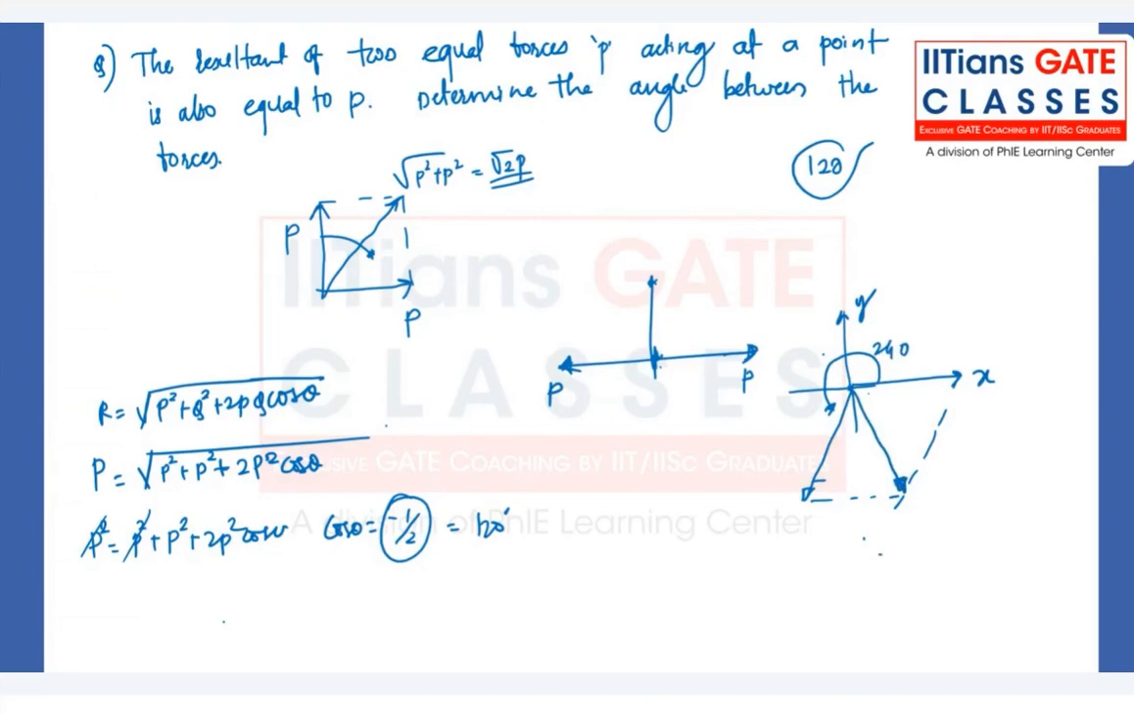Anyone have any other doubt? Okay. What is cos of 240? Minus 1 by 2. And what is cos of 120? Again, minus 1 by 2. So that is why both the answers are correct. Surjana, is it clear? Yeah. Okay, good.